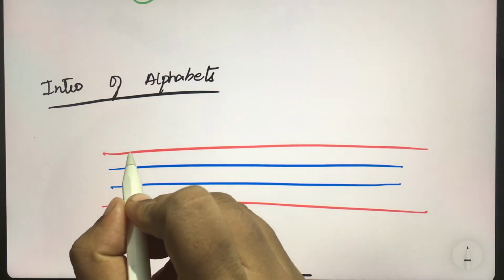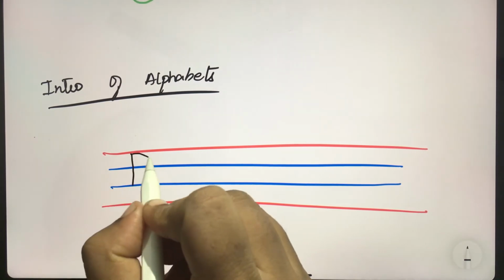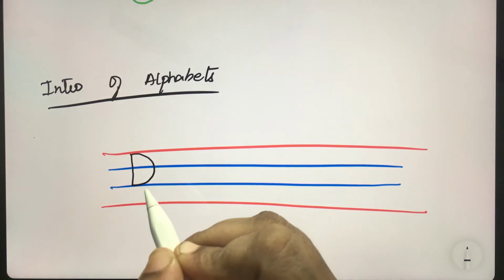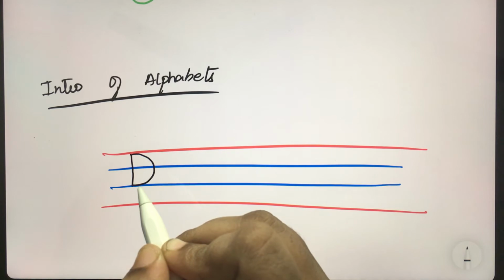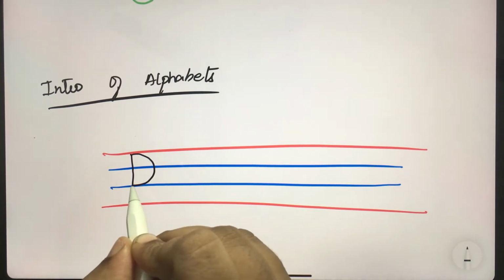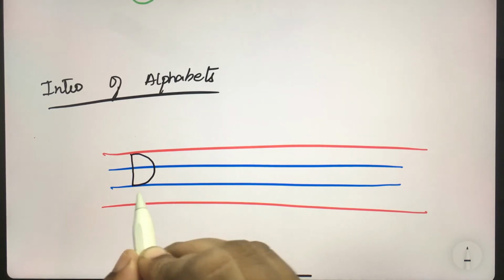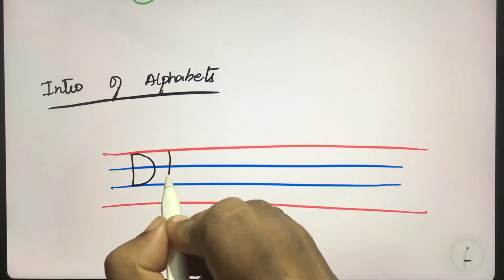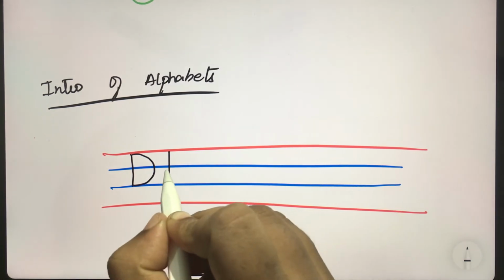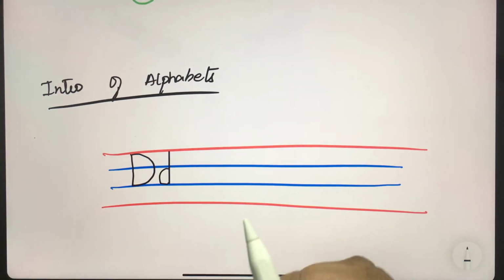So standing line from red to blue and a curve. They already know about lines from the previous video. You can check it over there, so that it will be easy for them to write D and all the alphabets. Now lowercase d. This is a standing line and a small curve, d.